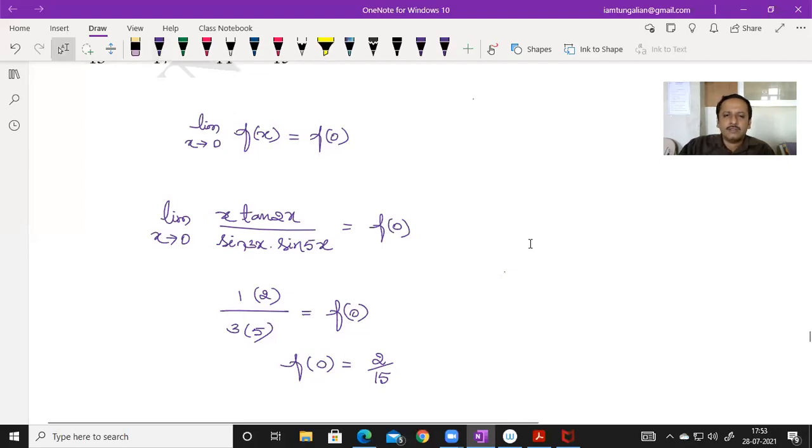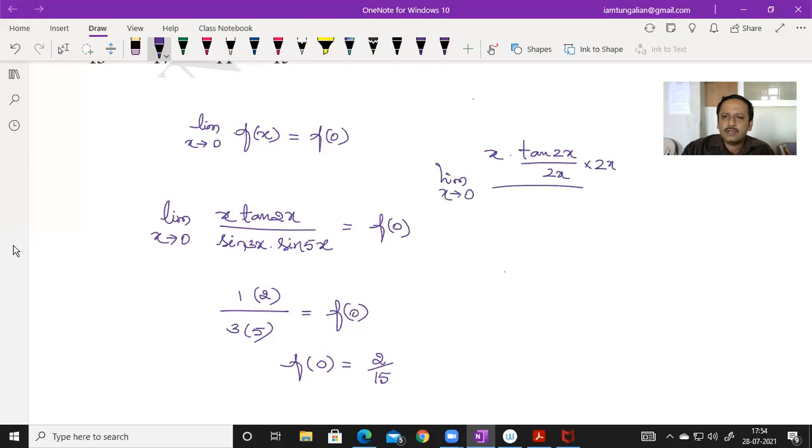Okay, fine. So here, I think you have understood x tan 2x by sin 3x. Actually, the actual method is x into tan 2x by 2x into 2x, limit x tends to 0, divided by sin 3x by 3x into 3x into sin 5x by 5x into 5x.